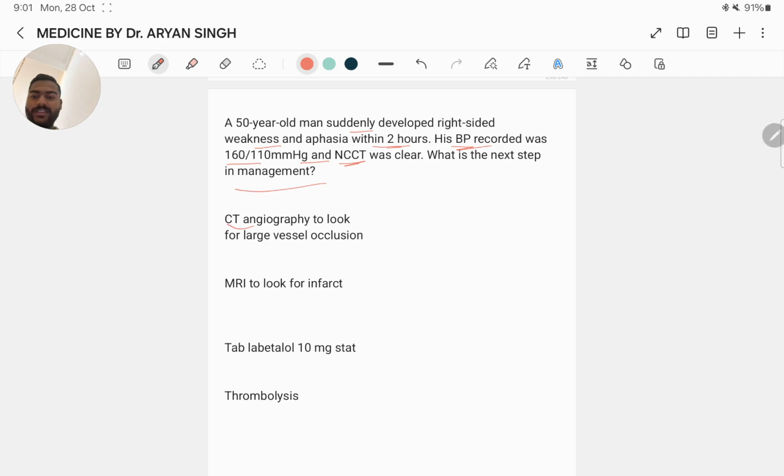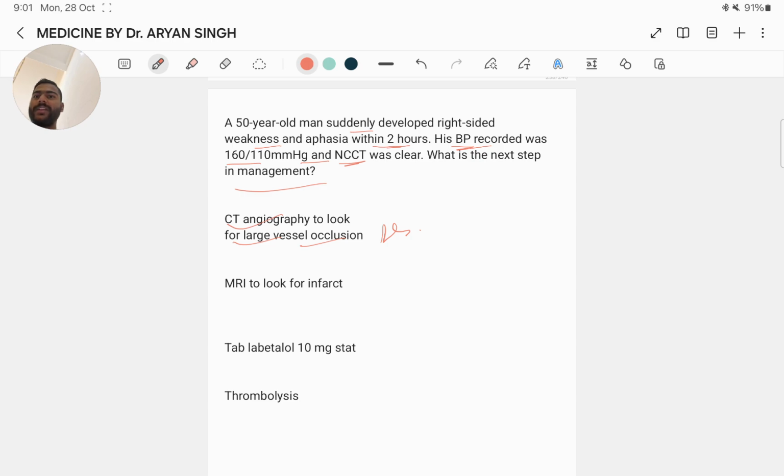The correct answer is CT angiography to look for large vessel occlusion. CT and CT angiography must be done concurrently, because during stroke evaluation, the features of hemiplegia and aphasia with a clear CT are suggestive of acute ischemic stroke and proximal large vessel occlusion. Therefore, the patient should be taken up for CT angiography. It has high accuracy in the evaluation of large vessel occlusion.